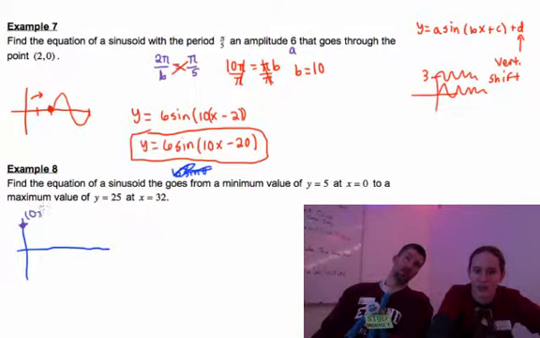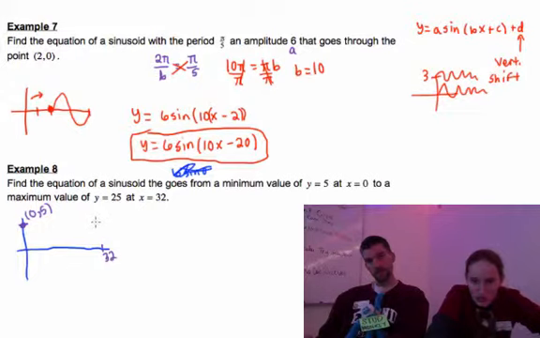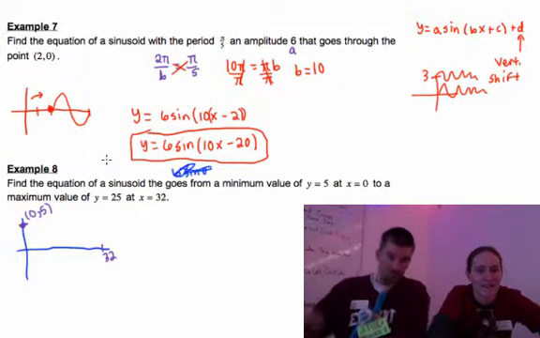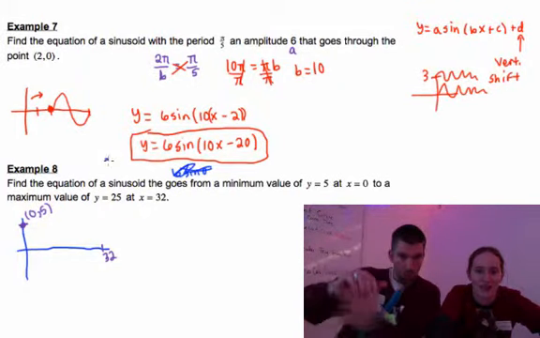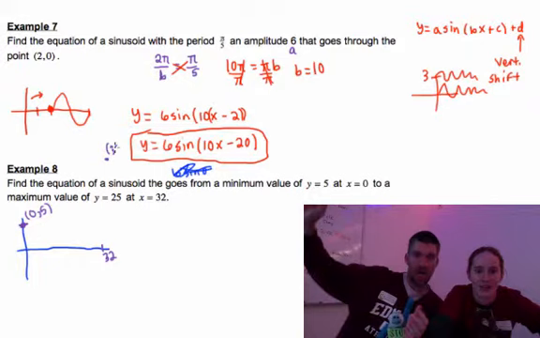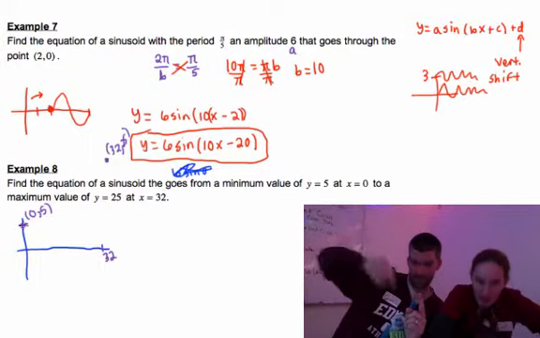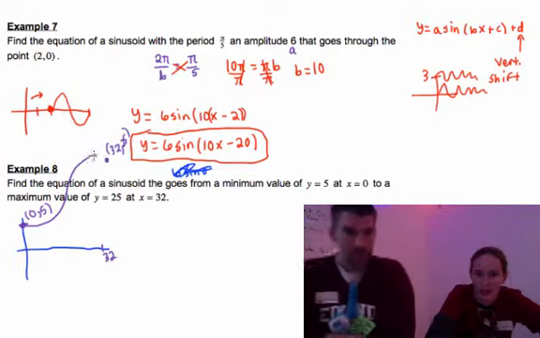We've got this point 0, 5 that we know about, and we've got this point over here at x equals 32, y equals 25. My scale's a little off here, but that's okay. We know what's going on. We're going to start low, finish high, and that tells us that this is a minimum and that this is a maximum.